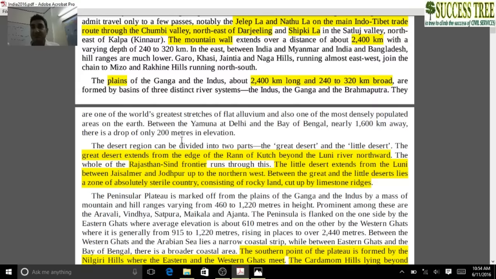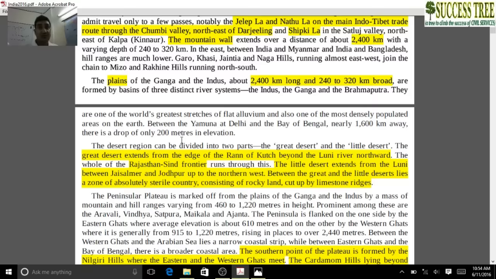Next line is also important, between these two deserts, Great and Little One, a sterile country lies, it's highly infertile. It consists of limestone ridges, rocky land and is cut across by limestone ridges. So limestones, you understand limestones? Have you seen the topography, limestone topography? You may find this in G.C. Leong. There is a karst topography, limestone.